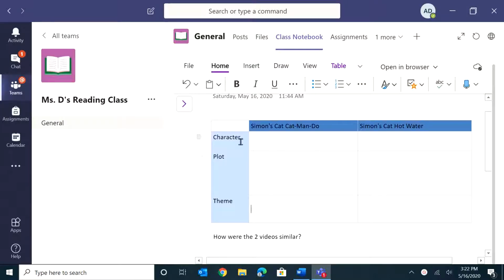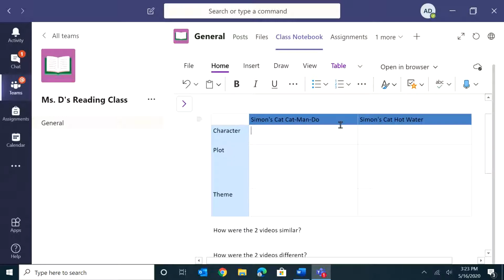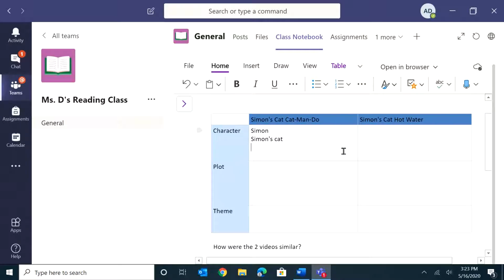So let's look at the characters. Who are the characters for Simon's Cat, Cat Man Do? If you said that the characters were Simon and Simon's Cat, then you got it right. Those were the two characters in Simon's Cat, Cat Man Do.